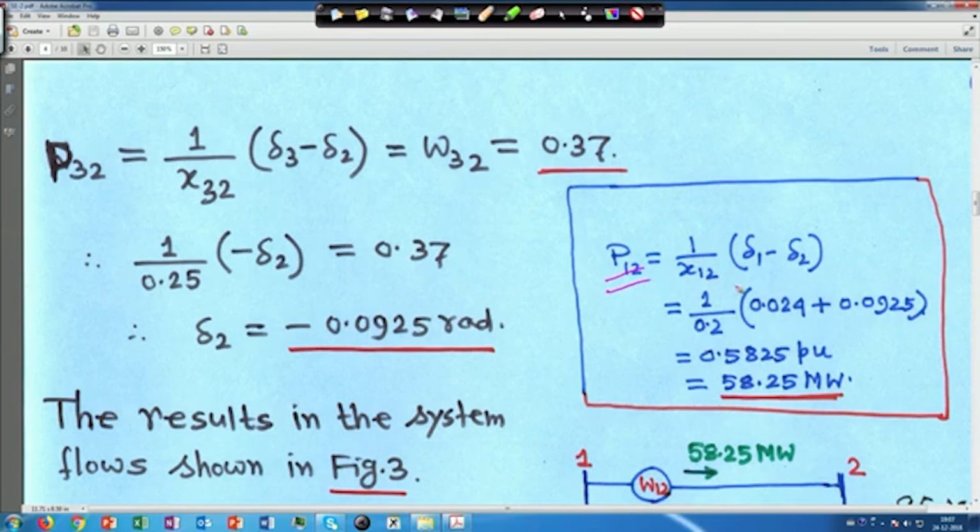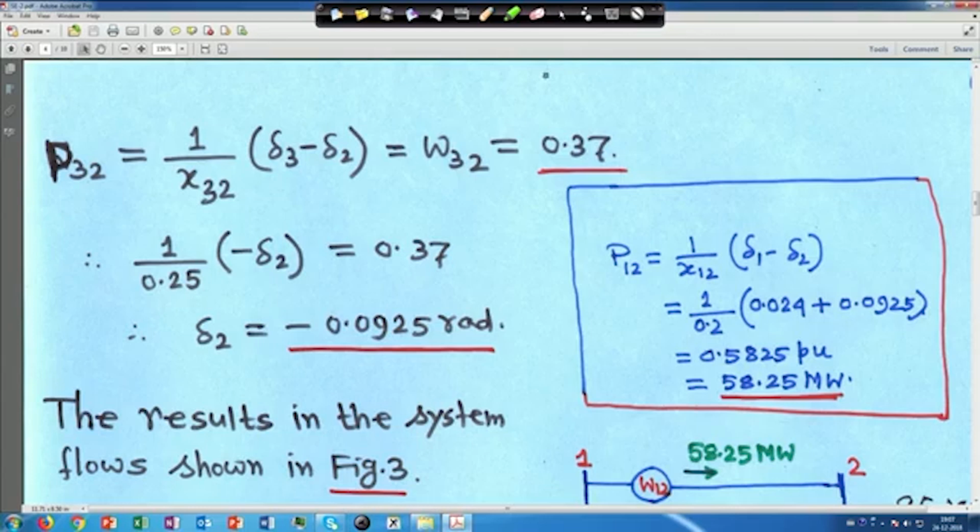So, P12 will be 1 upon x12 times (delta 1 minus delta 2). If you do so, x12 is 0.2. So, 1 upon 0.2, it is 0.024, and delta 2 is minus of this one, so it will be plus 0.0925. If you calculate, it is 58.25 megawatt, right. So, this is the line flow.